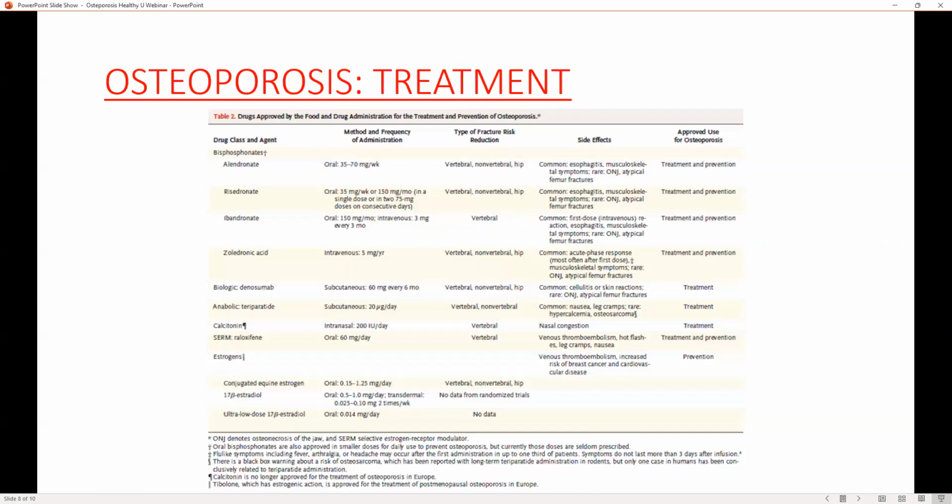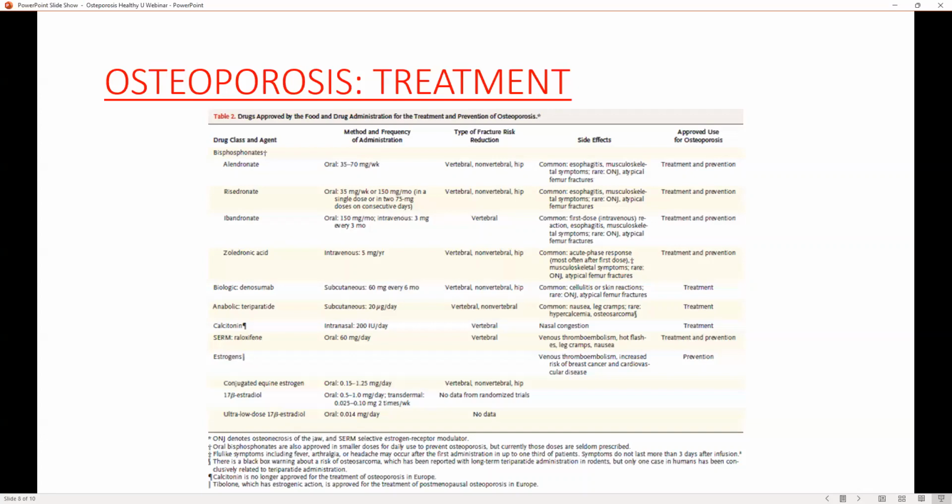Raloxifene or Evista is a selective estrogen receptor modulator or SERM, which works by modifying the action of natural estrogen in the body and is therefore reserved for females only. It is taken orally once a day and is approved for prevention and treatment of osteoporosis. It has not been shown to reduce the risk of hip fracture. The main side effects include a risk of blood clots and sometimes hot flashes, leg cramps, and nausea.